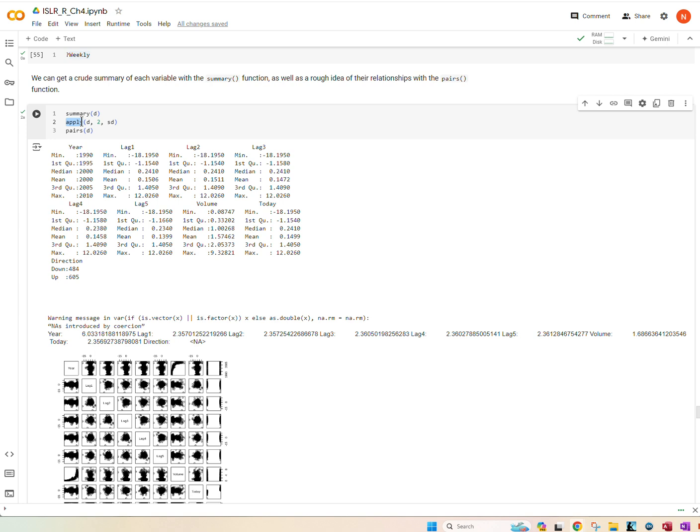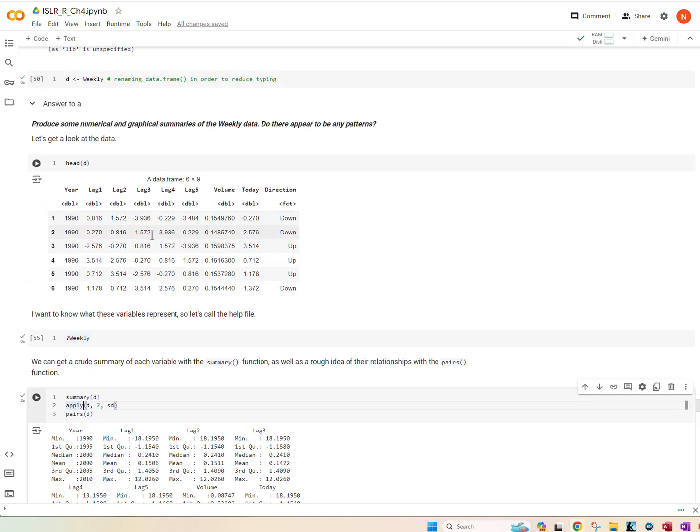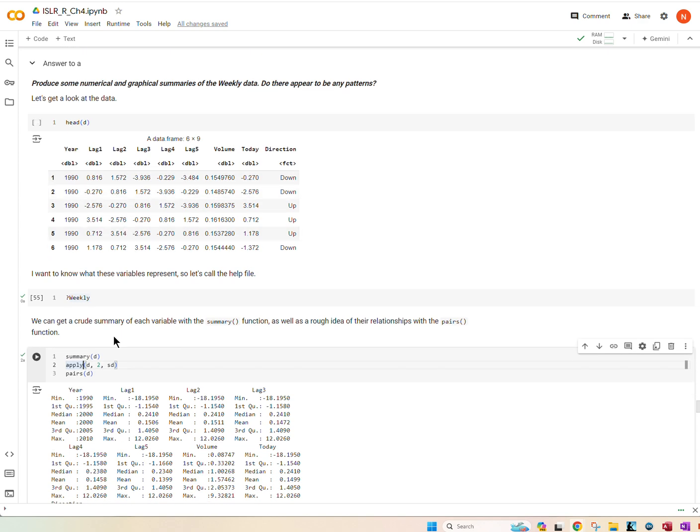So I'm going to use apply, and this is the code for it, and I'll explain it. It says, I want you to apply a function. What is that function? It's standard deviation, SD, and I want you to apply it to the data D. Now, do I want to apply it to each row or to each column of D? Because remember, this is what D looks like. Well, I want to apply it to each column. So I want to know the standard deviation of lag 1, the standard deviation of lag 2. And so column is encoded by 2.